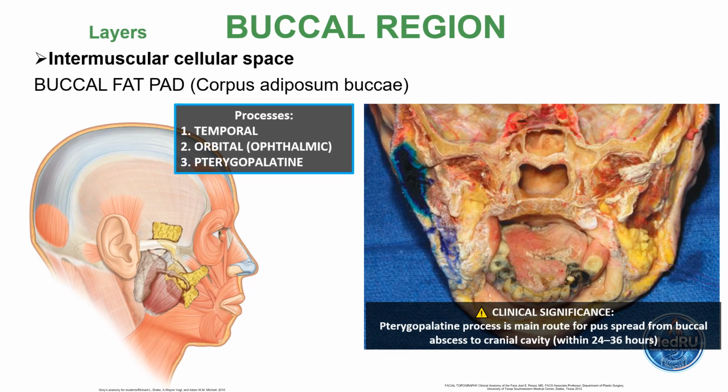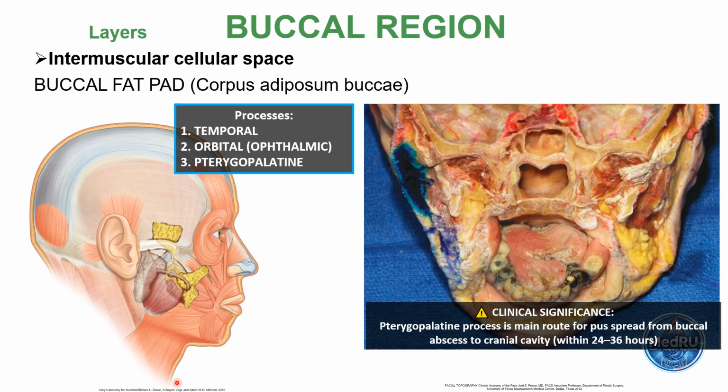The buccal fat pad, also known as corpus adiposum buccae or Bichat's fat pad, is an encapsulated mass of adipose tissue located within the intermuscular cellular space of the cheek. Why is this important for a surgeon? Because this pad can serve as a conduit for purulent processes from one area to another.